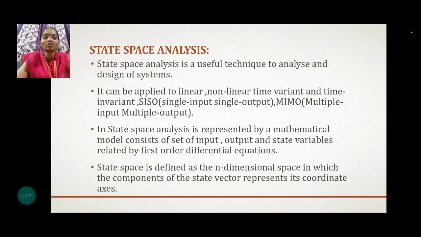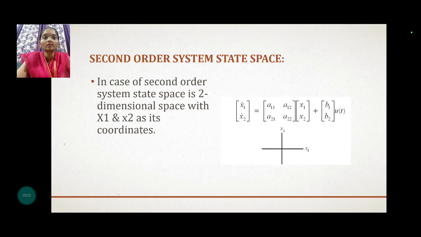first order differential equations. State space is defined as the n-dimensional space in which the components of the state variable represent its coordinate axis. Second order system state space: in case of a second order system, state space is a two-dimensional space with x1 and x2 as its coordinates.